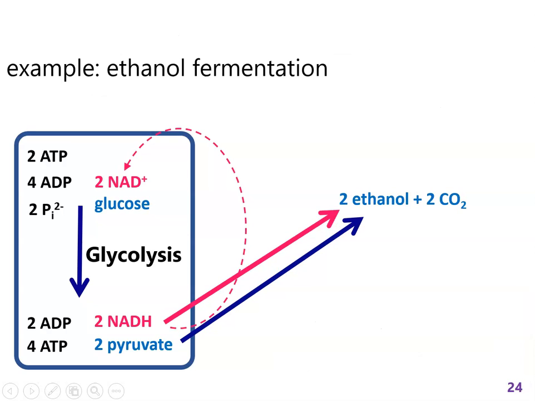So this is what we would see in yeast making ethanol. It's the same idea. They're going to put electrons onto pyruvate, but instead of making lactic acid, they make ethanol and carbon dioxide. But the same thing happens. The point is to regenerate this NAD+.